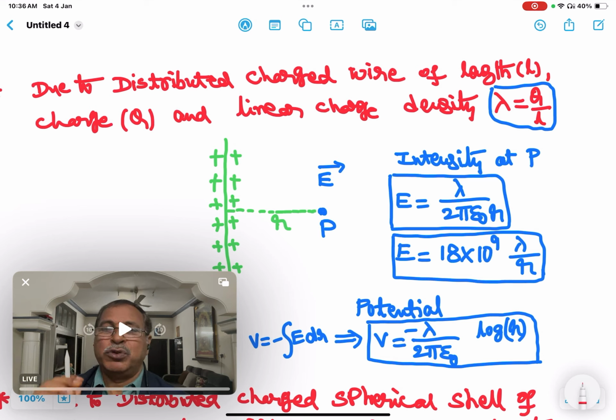So it is your duty to recognize all these formulas before going to the examination hall. Memory power is very, very important for the students.